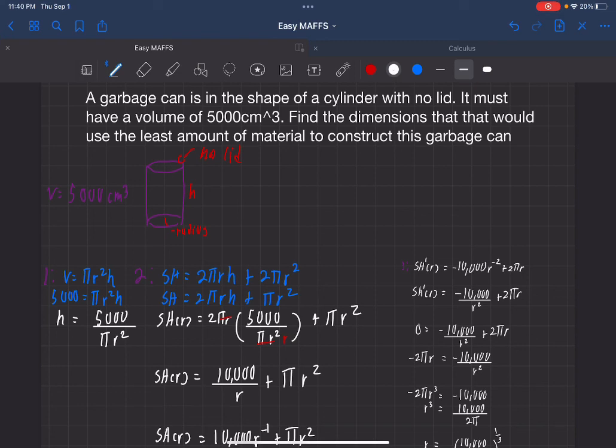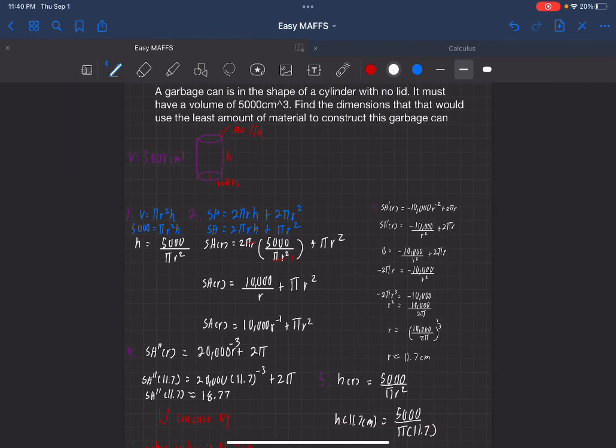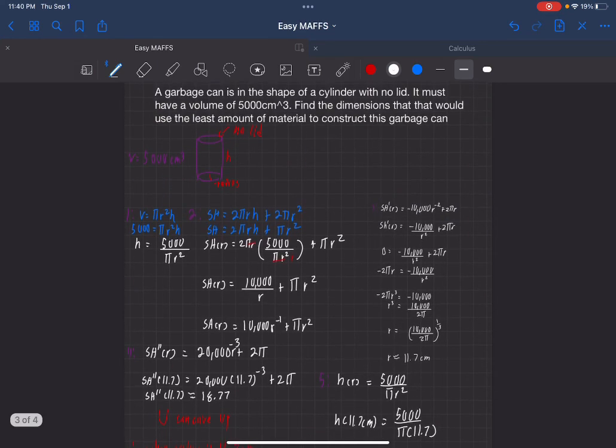And on a note, you may be wondering why this question would be important in the real world. Well, if you want to construct something like a garbage can, you want to use the least amount of material to create it. Why? Because you want to save some money. You don't want to have to spend thousands of dollars on materials for something that you can minimize. So, yeah, that's the question. It was a pretty straightforward and easy question.